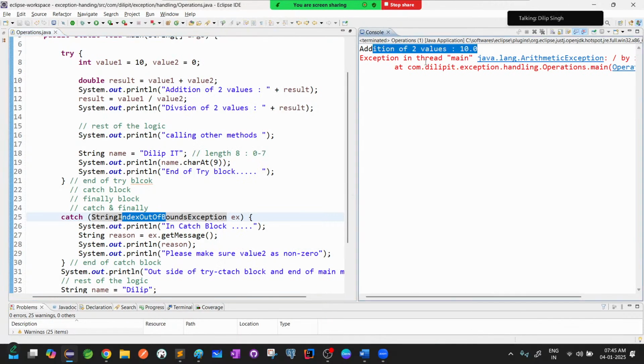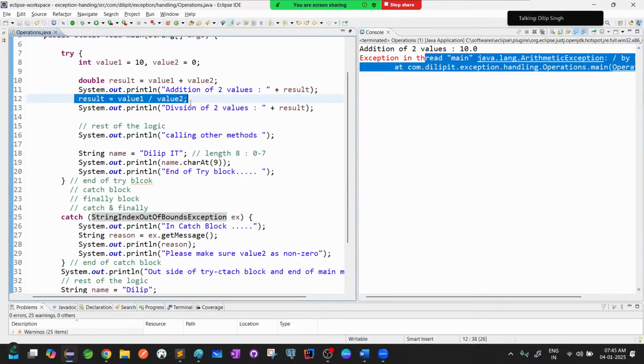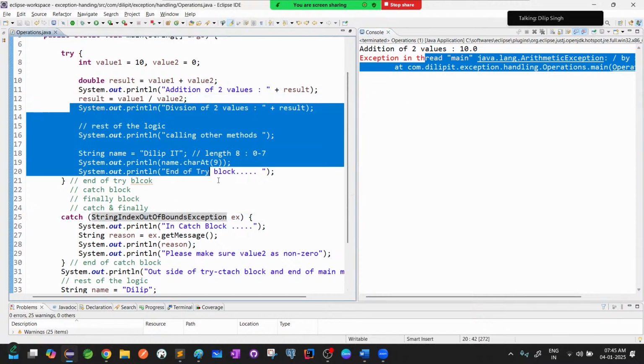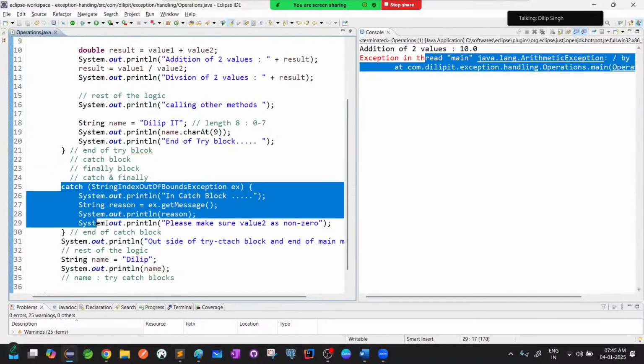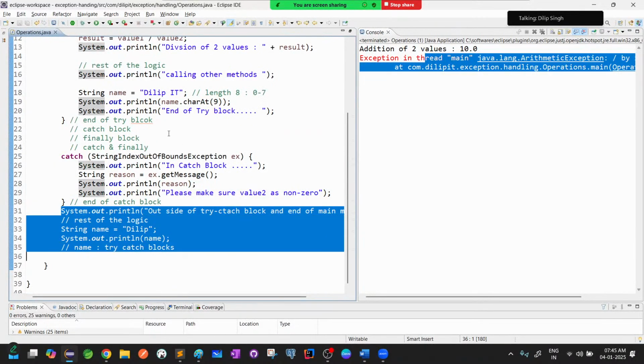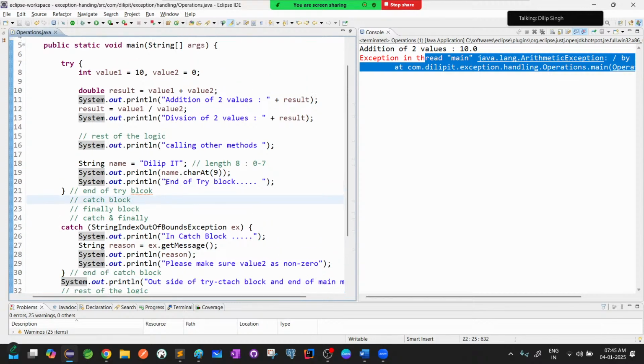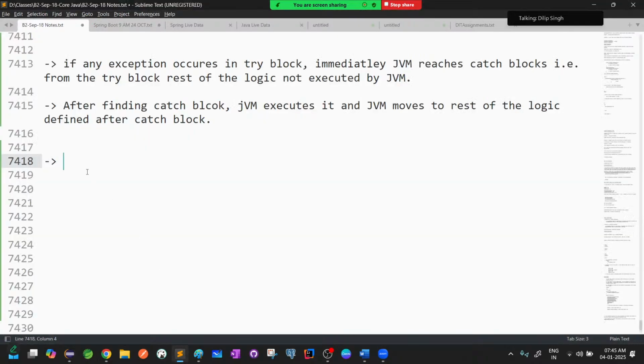See, that's why only this line is printed, and at line number 12 you got something, and the rest of the logic is not executed. The catch block is not executed because it doesn't match, and even this logic is not executed. So what do you have to do? In this case, Java provides that we can write more than one catch block for a try block. So what is the point? We can write more than one catch block for a try block.